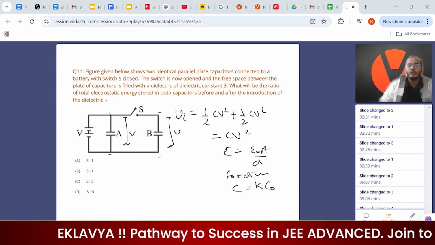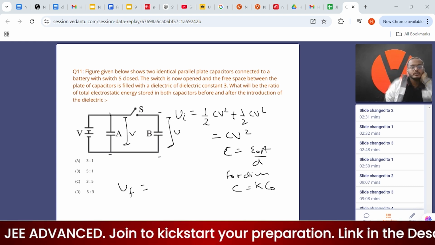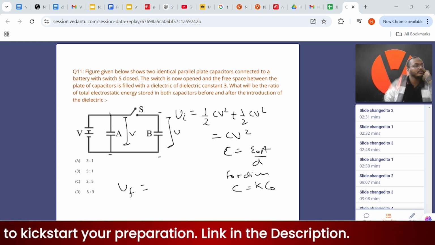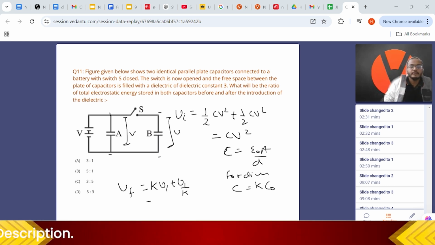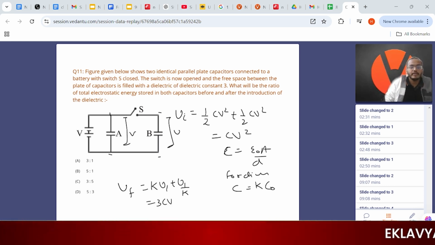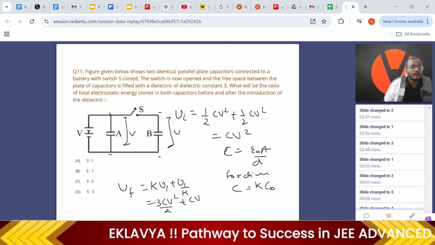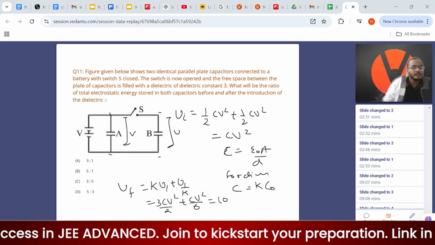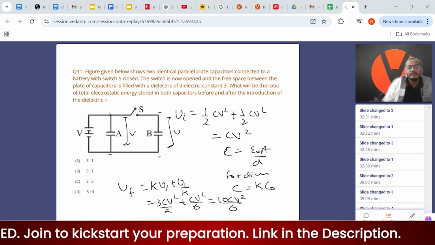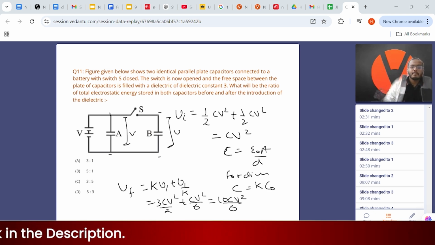Simple. So we just have to introduce the new capacitance here. So your U final will be equal to K U1 plus U1 by K. That will be equal to 3 CV square by 2 plus CV square by 6. So it will be equal to 10 CV square by 6. This is U final, and that one is U initial.